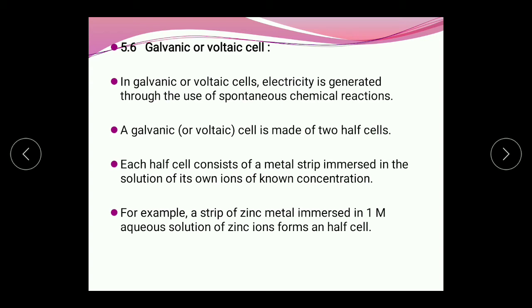Suppose we have taken a strip of zinc metal. Then that strip we should dip in a 1 molar aqueous solution of zinc ions to form a half cell. Now where will we get zinc ions? How are ions produced? By the process of dissociation. And where does that process take place? Zinc ions you cannot get separately as zinc ions. They must be produced in the solution itself. How did we prepare Na+ and Cl- ions?